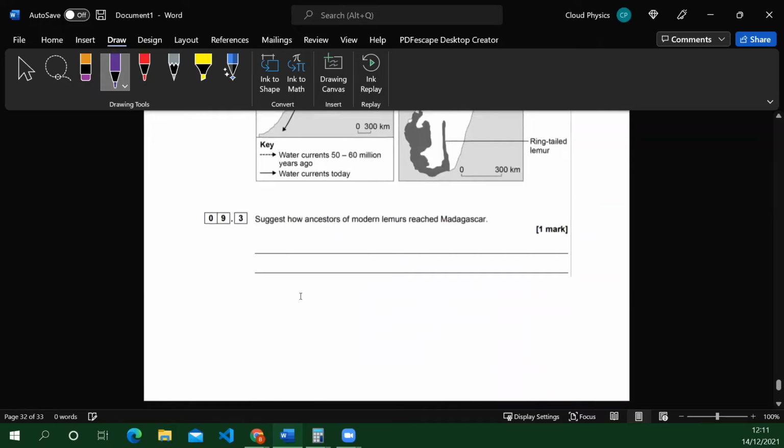It suggests how ancestors of the modern lemurs reached Madagascar. So we've got water currents, so we're going to use that. So carried by currents in the right direction, on masses of vegetation, so to float over.